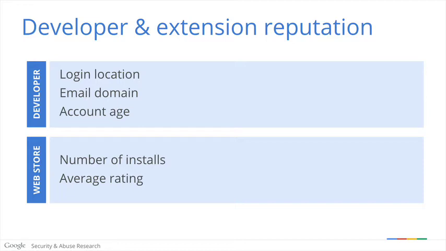So for example, in the installations and rating situation, our intuition told us that if an extension received a large number of installs in a very short period of time, but had a low rating, it was probably suspicious. Maybe users were being tricked into installing it.